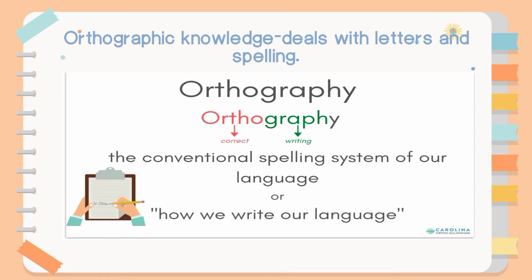Orthographic knowledge refers to the information that is stored in memory that tells us how to represent spoken language in written form. So it deals with letters and spelling. As you can see here in the picture, it is the conventional spelling system of our language, or how we write our language. So it is about the correct writing of a certain text. For example, the correct spelling, the correct punctuation, or the capitalization of the letters.